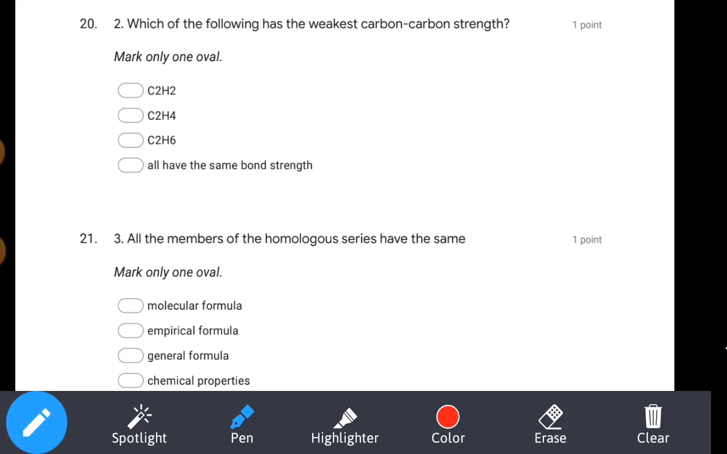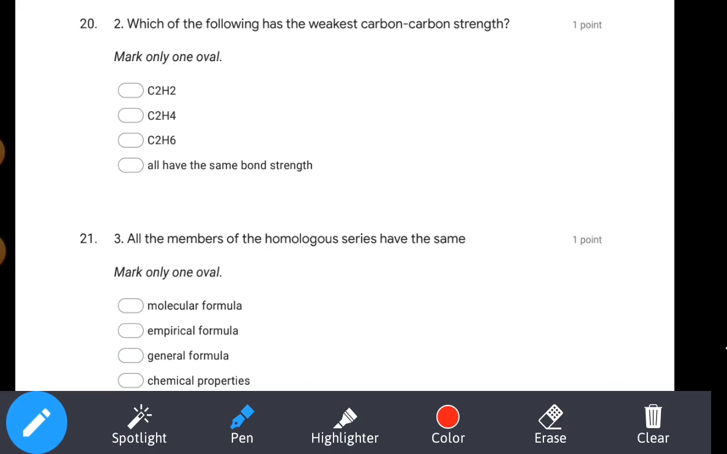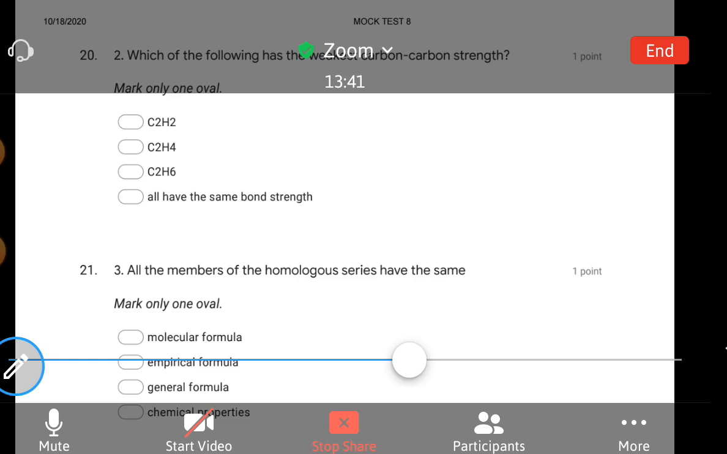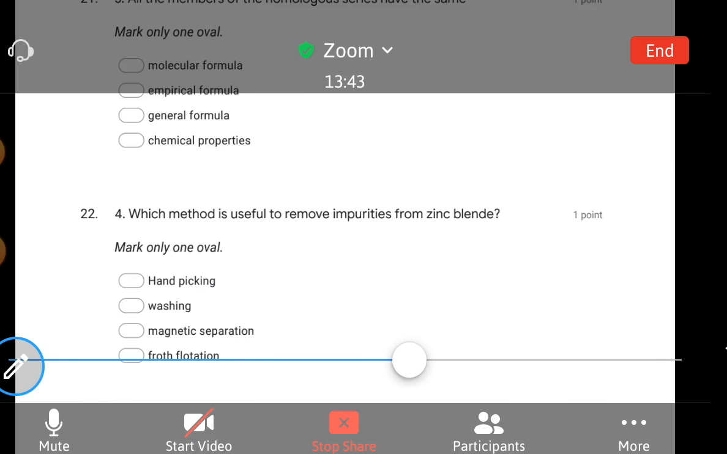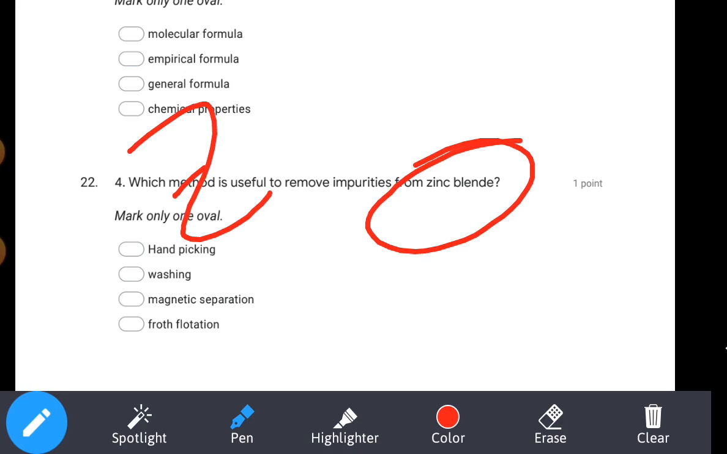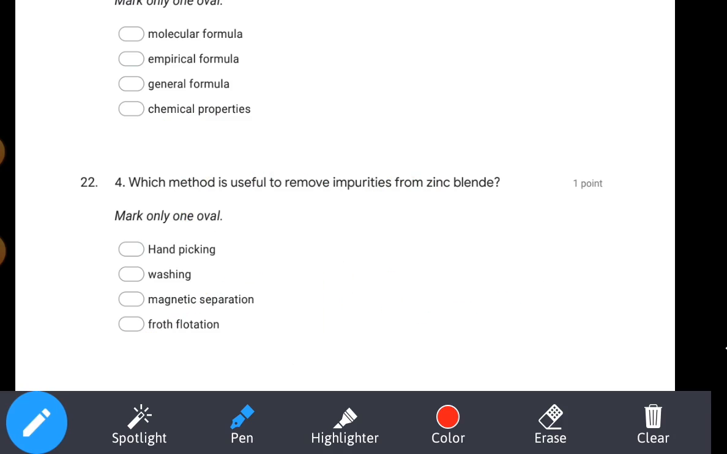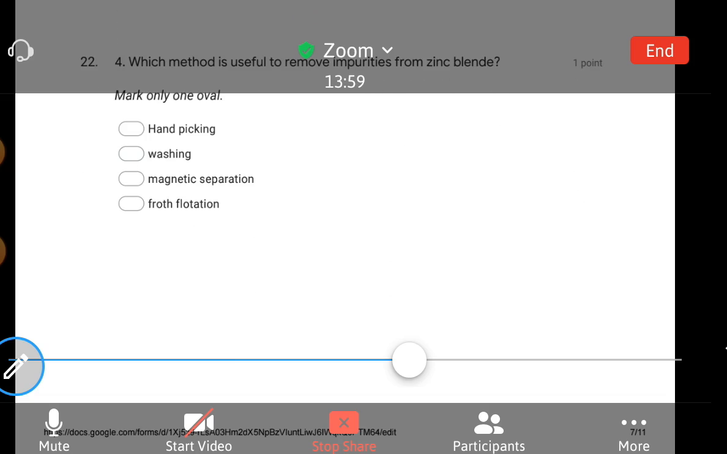All the members of a homologous series. Homologous series means what? If you go on adding CH2 to it, then it is called a homologous series. So they will have the same chemical properties. Option number D. Now, which method is used to remove the impurities from zinc blende? Zinc blende, what is the formula? ZnS. S means what? Sulfur. So sulfide ore means what is the method you will use? Froth flotation method. Option number D. Okay, I think that page is over.